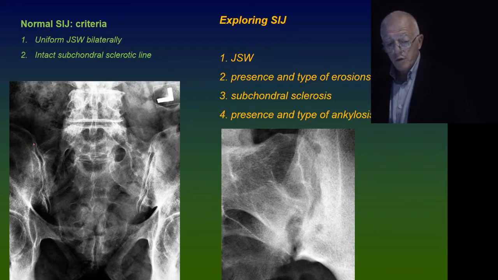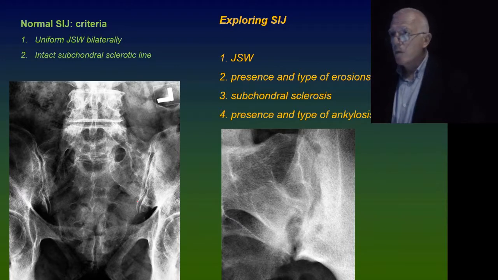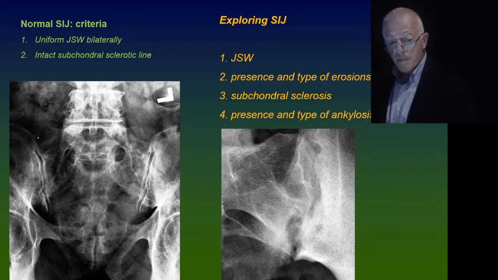The joint space width should be uniform throughout the course of the sacroiliac joint, and the most important thing to do when you are in front of a plain film is to follow with a thin pencil. That's why I used the laser pointer here, to see if this white thin cortical line is intact. If it is intact, then the sacroiliac joint is normal. We see here that we can follow the thin cortical sclerotic line throughout the whole course.